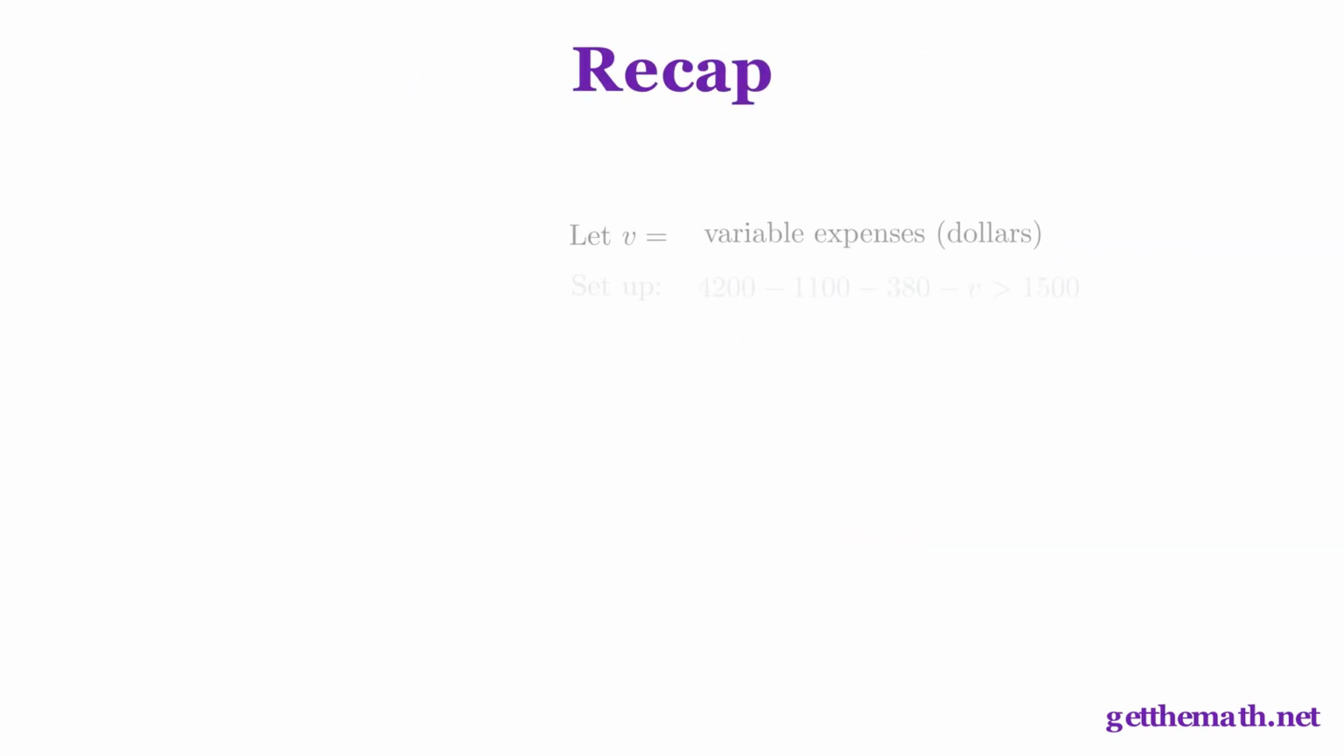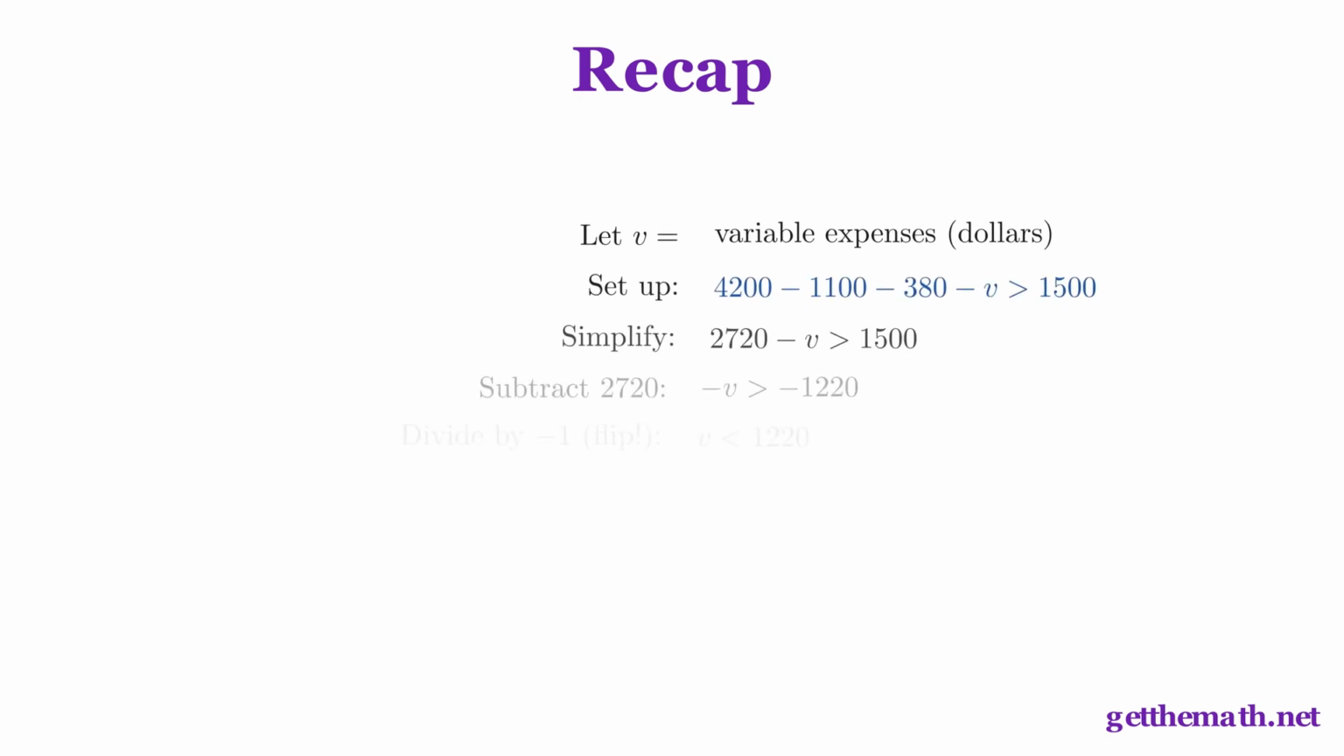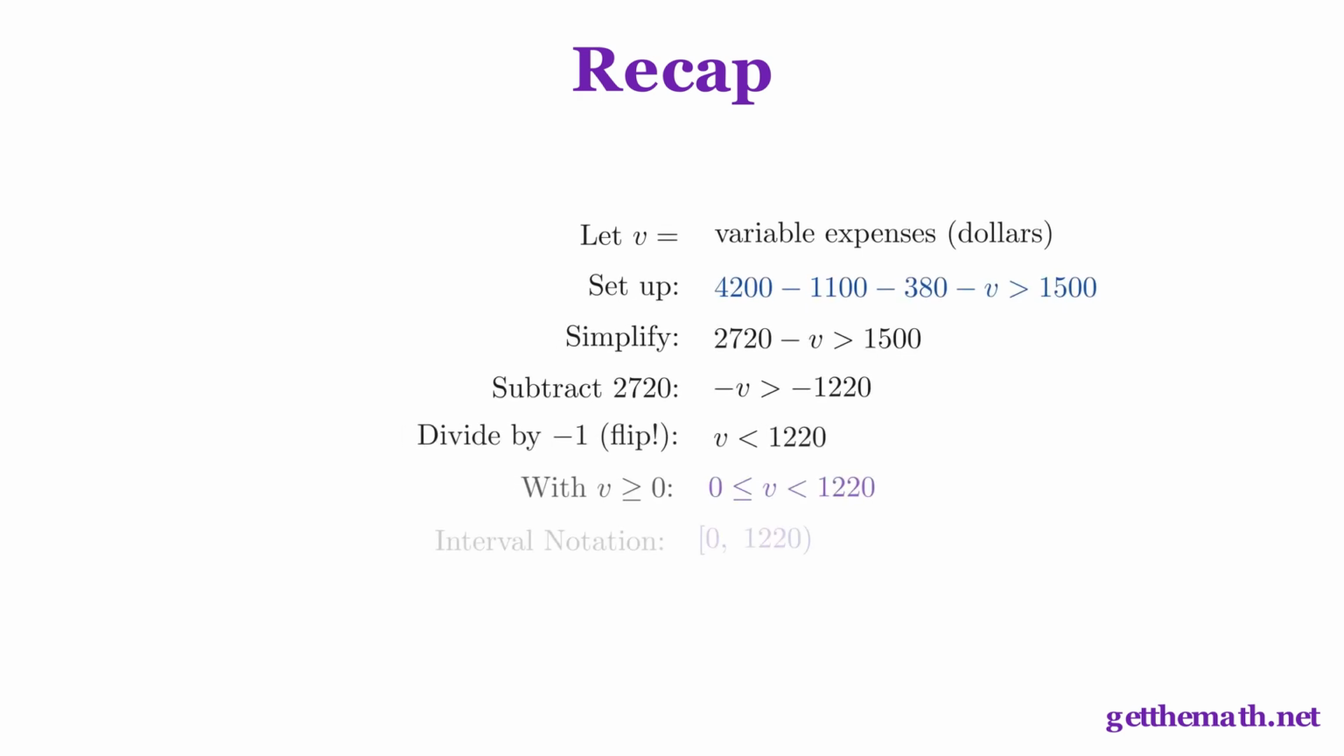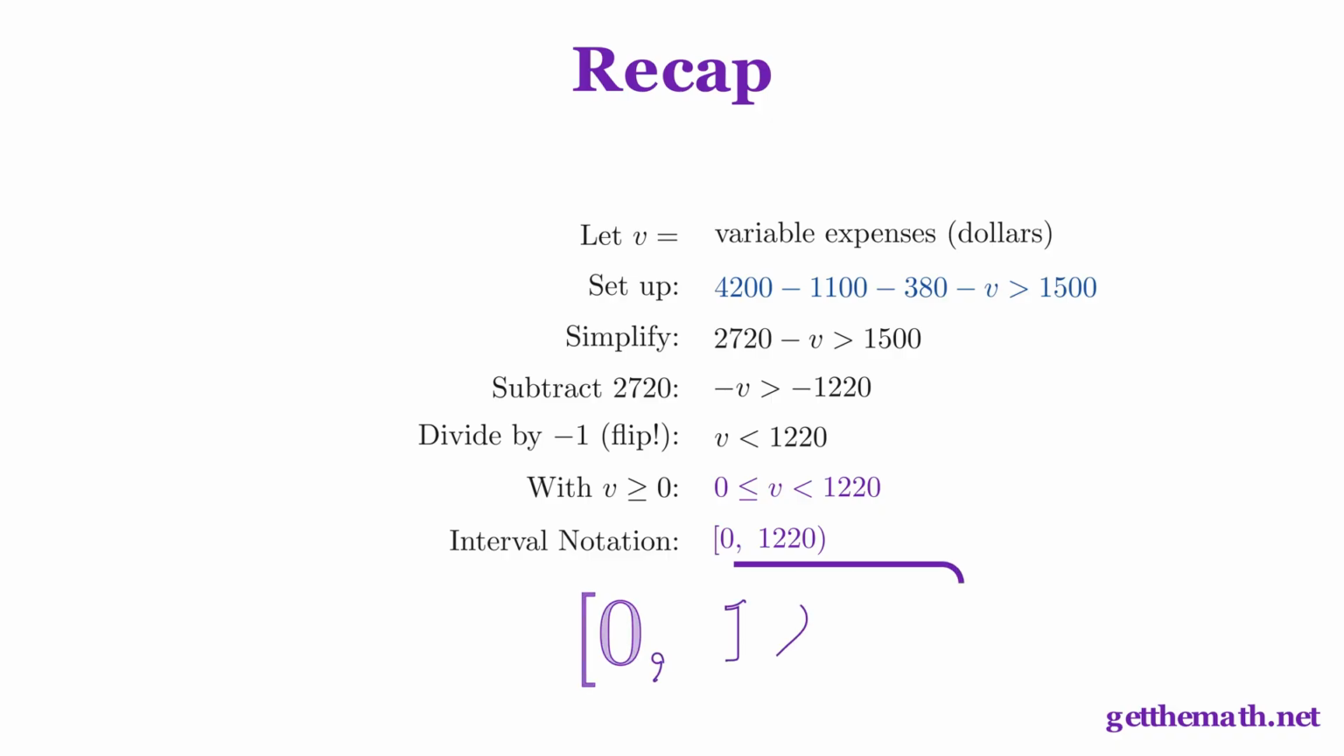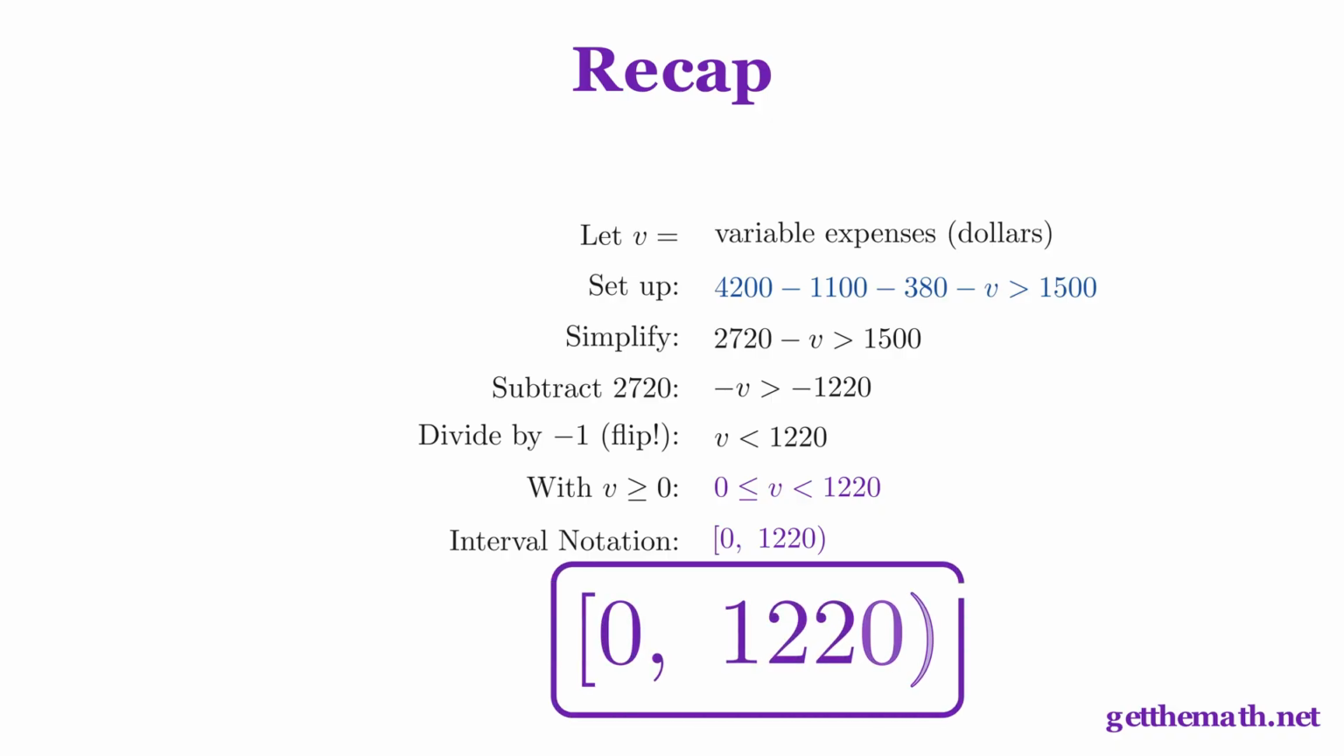We let V equal the variable expenses. We set up the inequality, 4,200 minus 1,100 minus 380 minus V is greater than 1,500. Combining known numbers gave us 2,720 minus V is greater than 1,500. Subtracting 2,720 gave us negative V is greater than negative 1,220. Dividing by negative 1 flipped the sign, giving us V is less than 1,220.